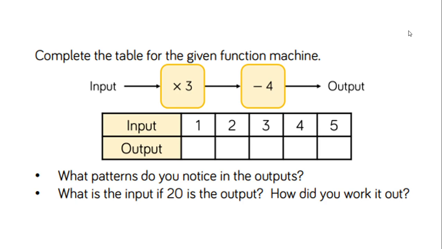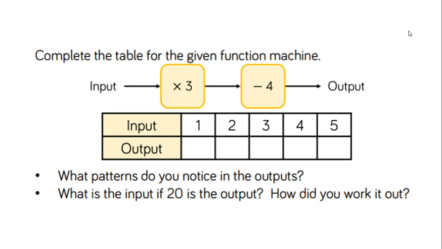Okay, our second question. Complete the table for the given function machine. This time it's times 3 and subtract 4. You've got to put them into the table, and then you've got to work out patterns that you notice in the output. So once you've worked them out, have a look at each of those numbers and see if you can see a pattern occurring and prove the pattern. And the final part of that question, what is the input if 20 is the output? So again, you're going to have to work backwards once you've worked out what it could be. Okay, pause the video and have a go at these for me, please.